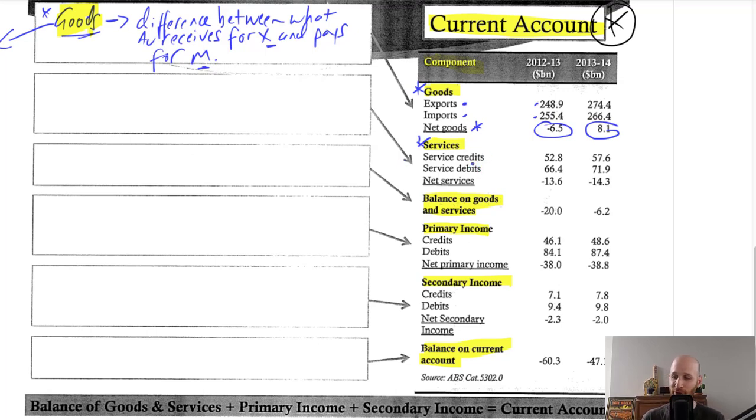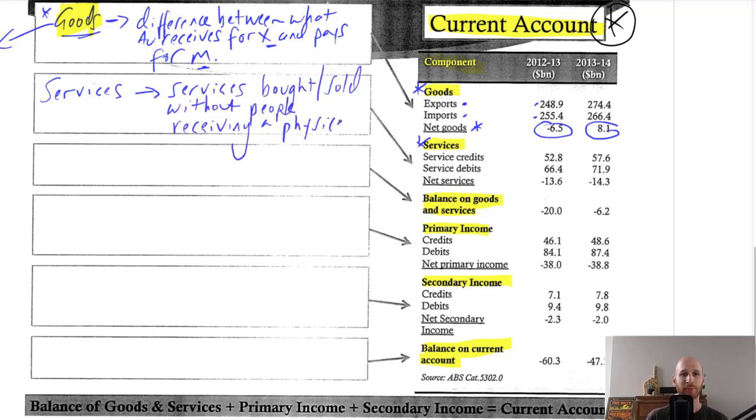Services. So with services, services refers to services being bought and sold. So credits here would be services that are sold because money is coming in. Debits refers to services that are bought because that's money leaving Australia. So services being bought and sold without people receiving a physical good. So if it's a physical good, it would sit in this goods section. If it's this service where you don't actually get a physical good, it's in the services section.